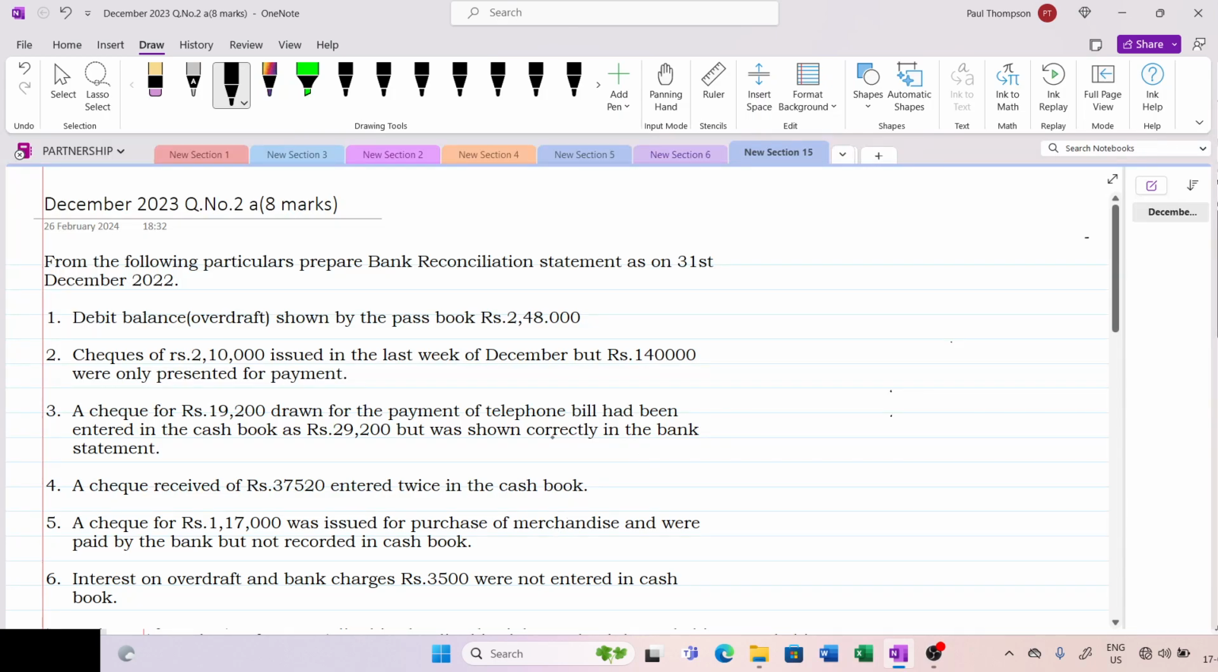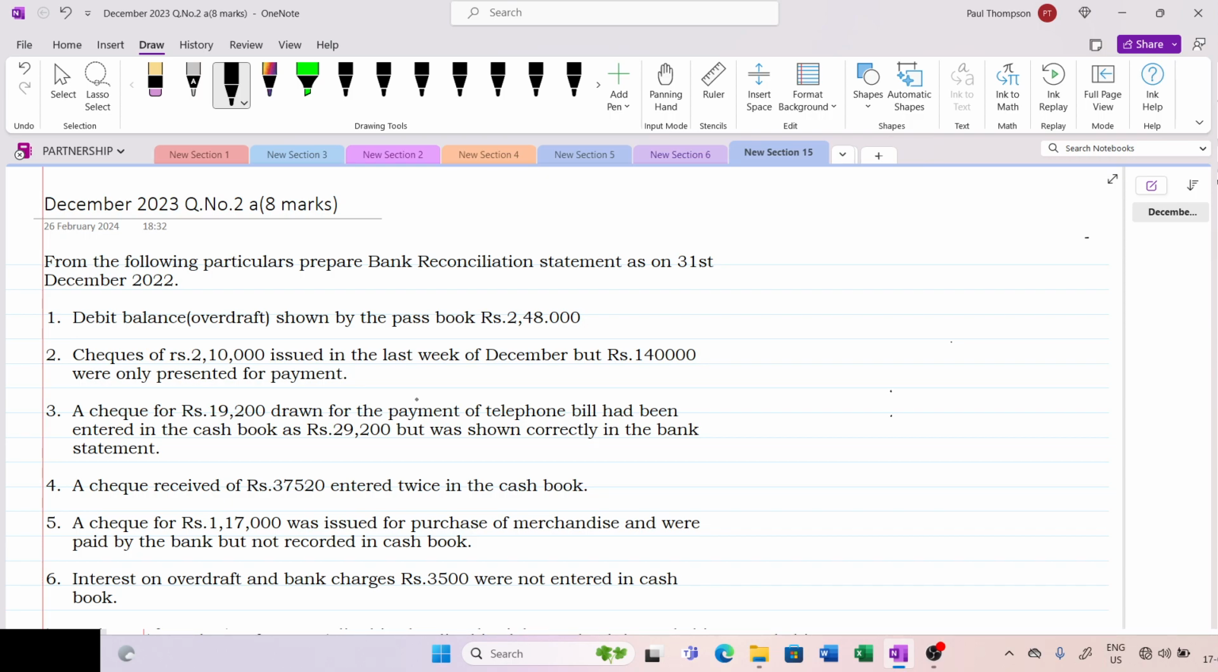This is Geeta. We are going to see yet another bank reconciliation statement which was asked in December 2023. Question number 2A, 8 marks. This is another overdraft question.